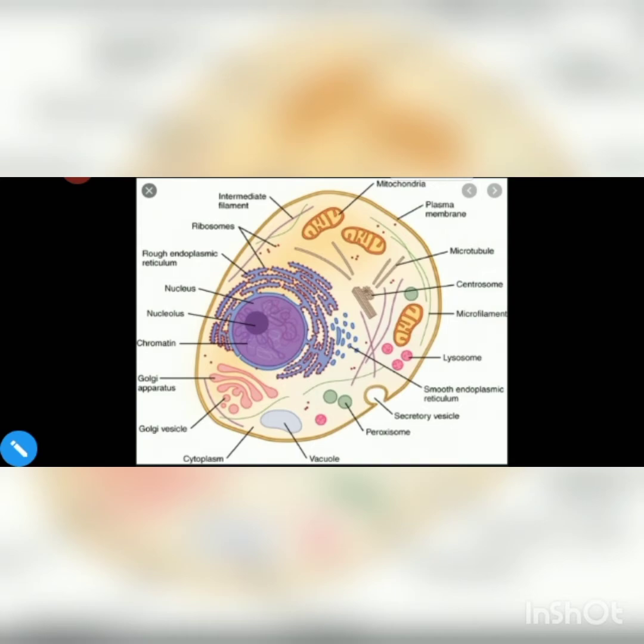So, let us study about the endoplasmic reticulum. As I have already told you, the endoplasmic reticulum is a cell organelle, so it can be seen in the cytoplasm. Now, this is the endoplasmic reticulum. As you can see here, it is made up of tubes or sheets, and it is found in the cytoplasm of the cell.